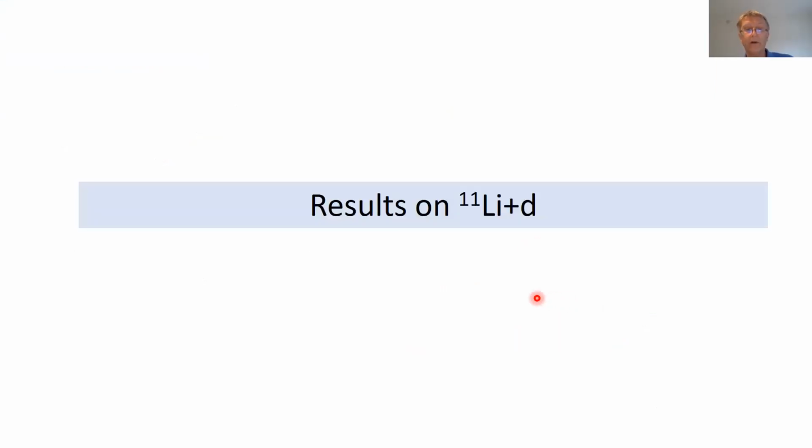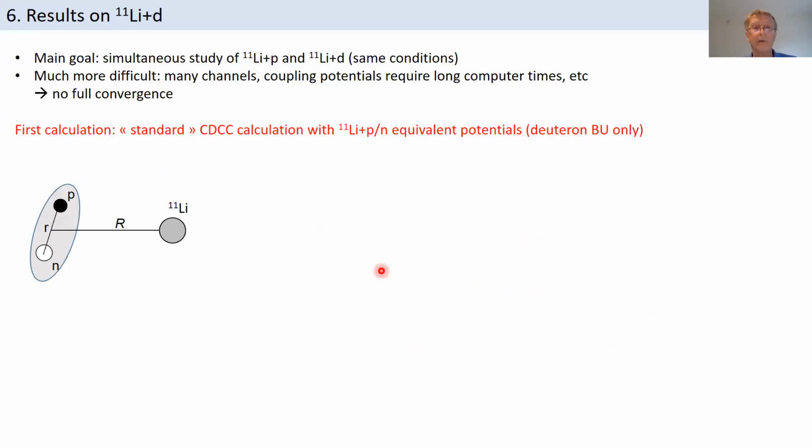Now let me come to the results on lithium 11 plus D. So the main goal is to investigate both reactions under the same conditions. So the same wave functions, the same optical potential.